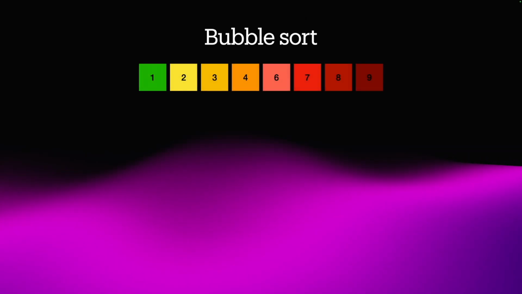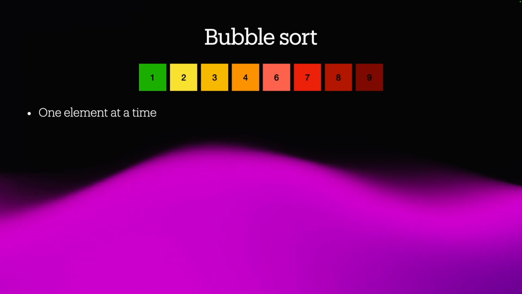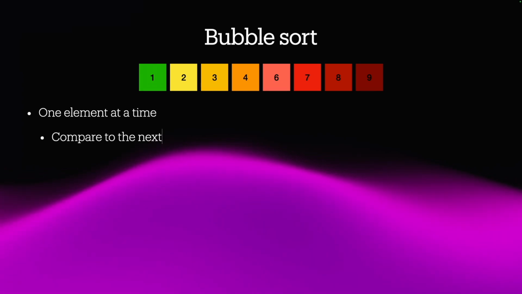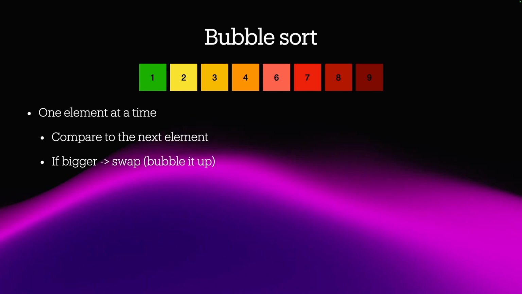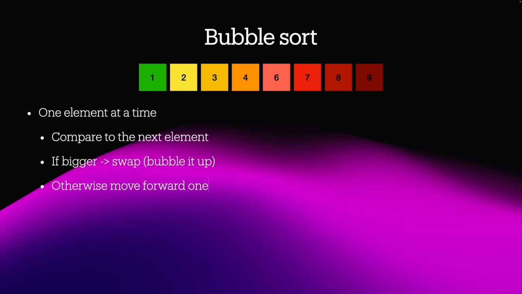So what we did was actually quite simple. We went through the array one element at a time. We compare that element to the next element. If the element is bigger, we swap it, kind of like let that element bubble up to the top. Otherwise, we just move forward.